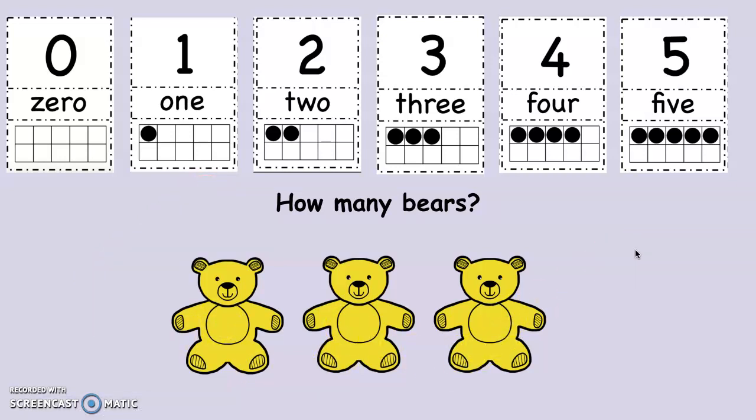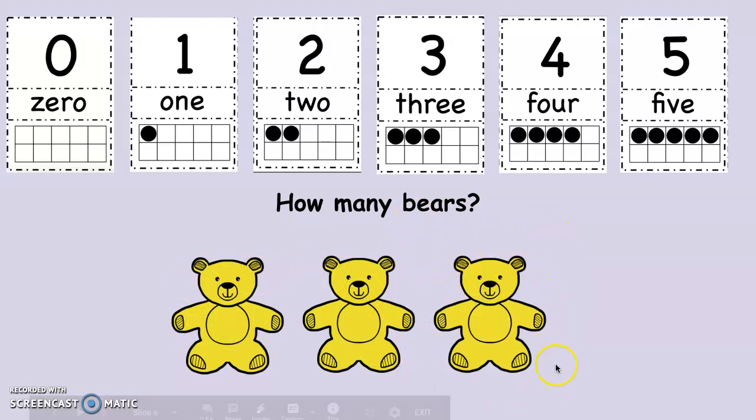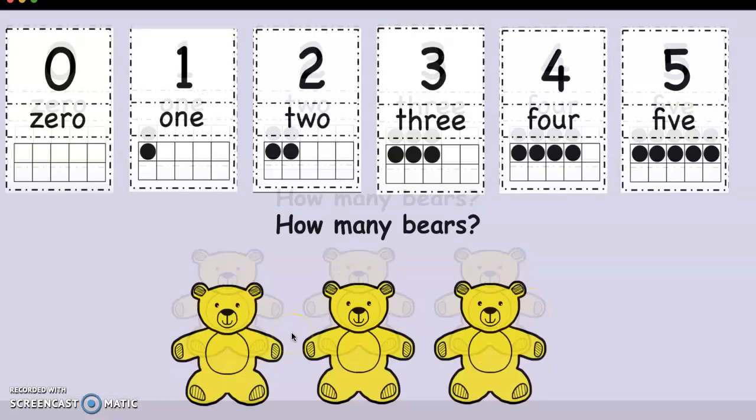How many bears are in the group? 1, 2, 3. There are 3 yellow bears in my group. And like I said, remember, the last number that comes out of your mouth is how many we have. So 1, 2, 3. Very good.